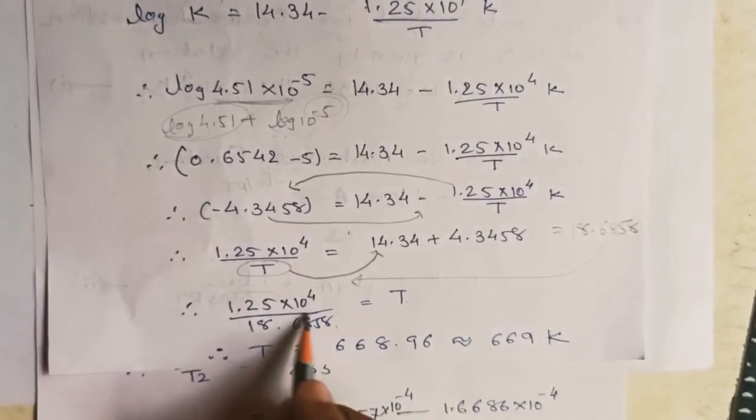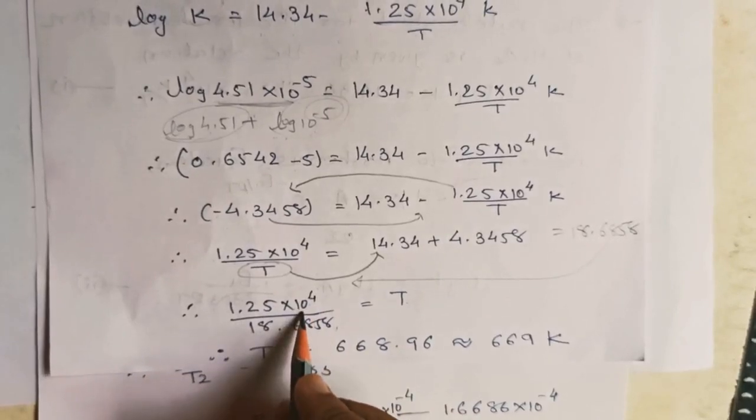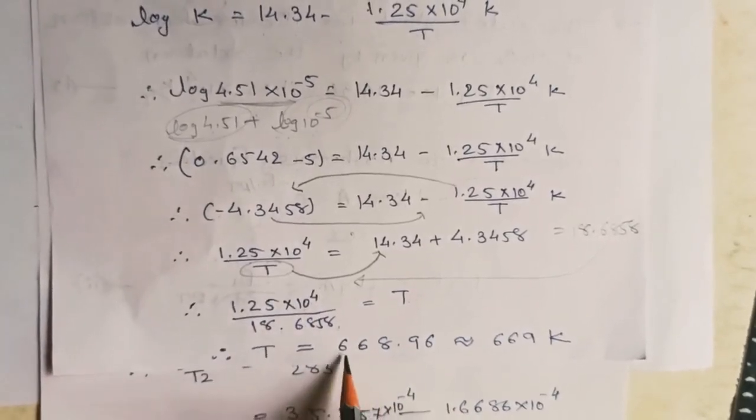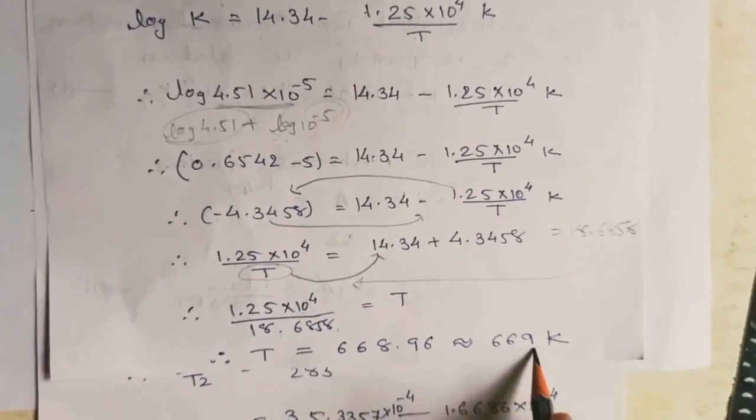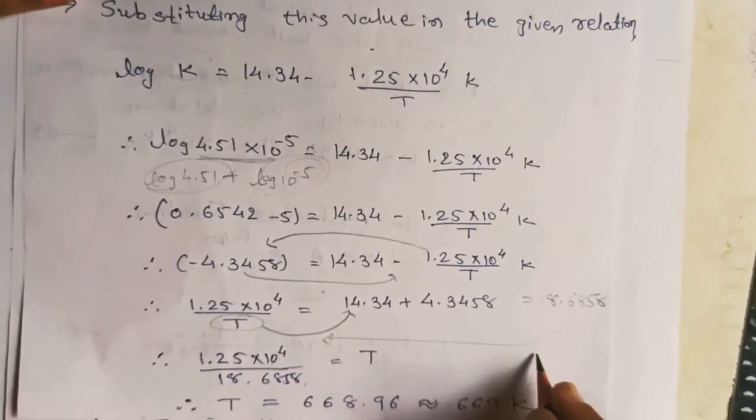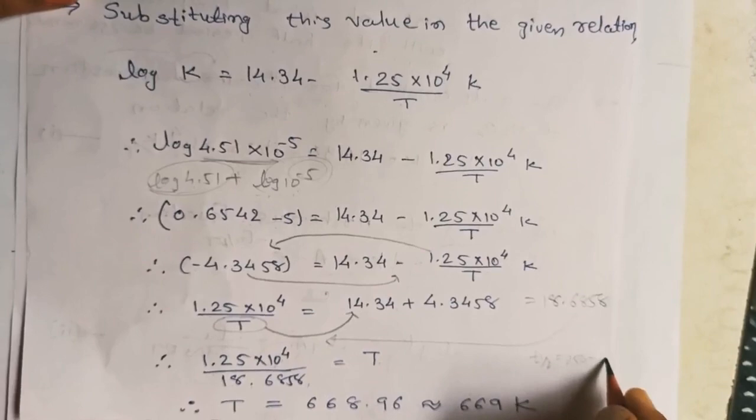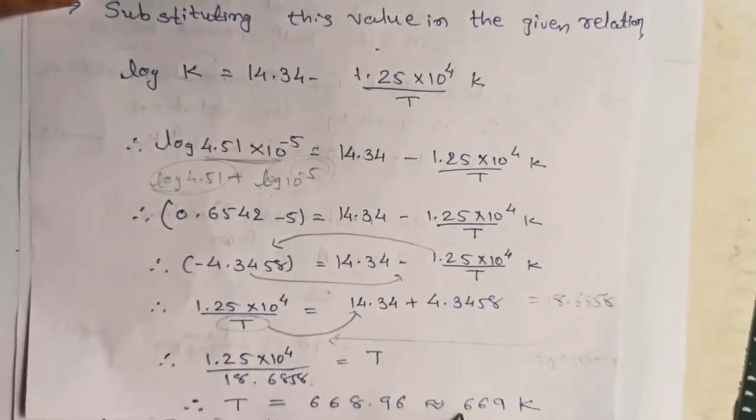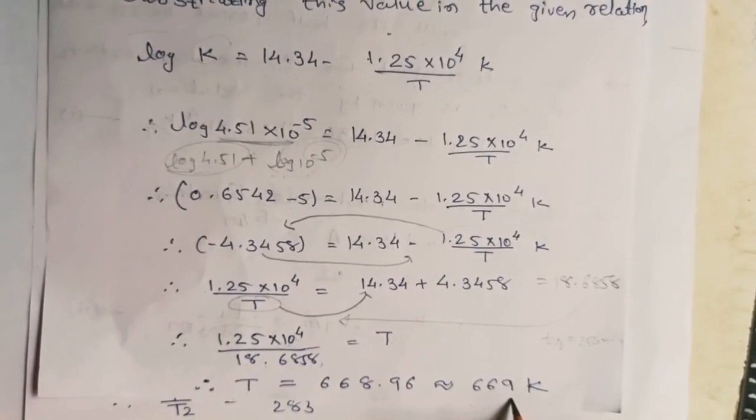The division for these two terms is... and if you multiply by 10 to the power 4, we will get temperature equal to 668.96, which is near about 669 Kelvin, right? So for T half to be 256 minutes, the temperature we need is 669 Kelvin. Okay, do you get it?